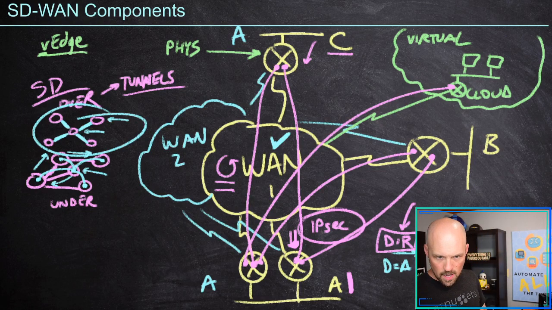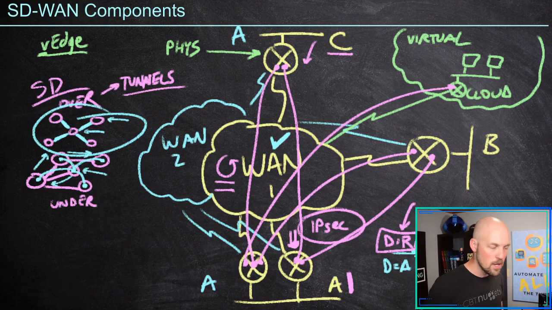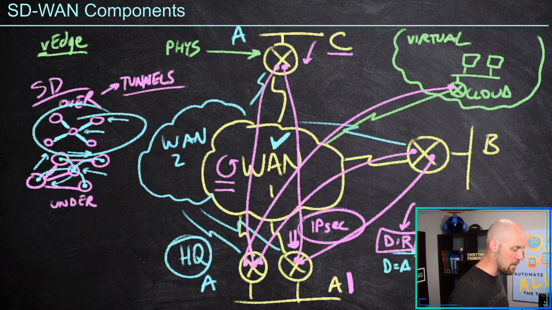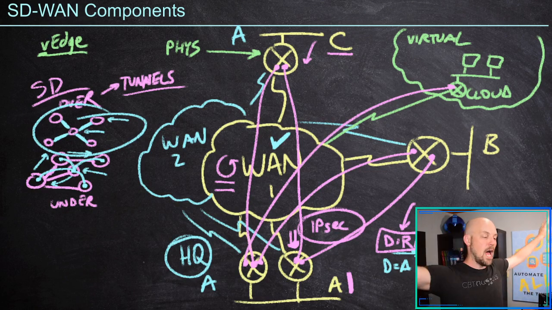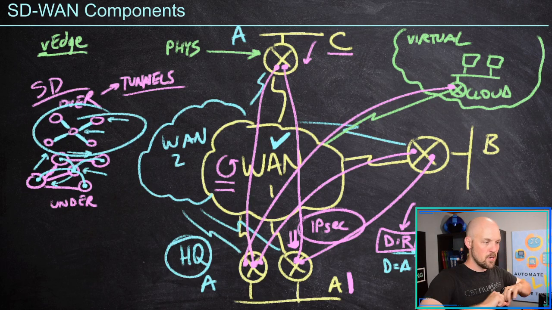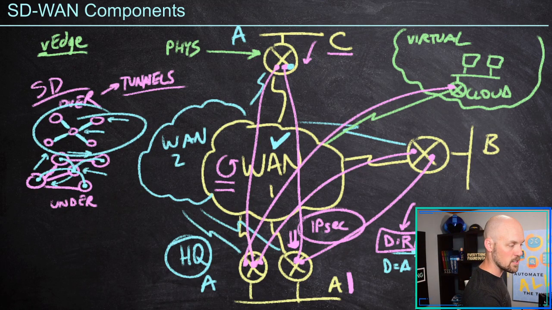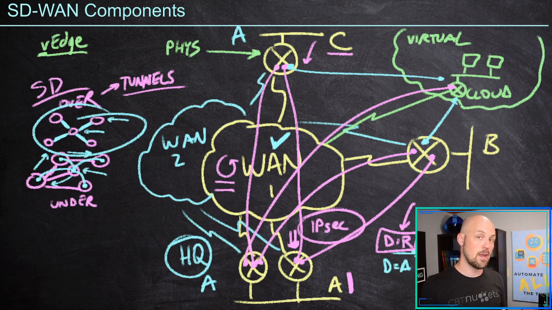So the vEdges, just keep in mind that they're going to be forming these IPsec tunnels to one another. Cisco does restrict our ability to form tunnels based on our licensing. So if we have a really low level of licensing, we're going to have to do hub and spoke. Looking at this, if this is our headquarters down here, we'd probably have that be the hub. So it's going to form IPsec, basically what I have drawn here, because I drew all of the tunnels coming from headquarters to all of the other locations. But if I have advanced licensing, then I could actually make tunneling connections, for example, from this router to the cloud router. I just have to make sure that I'm licensed for that.